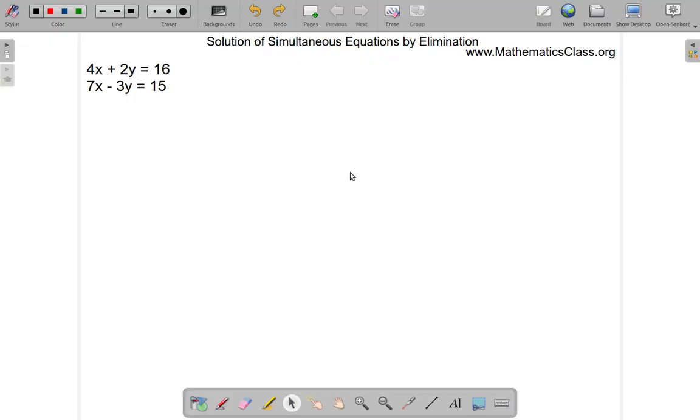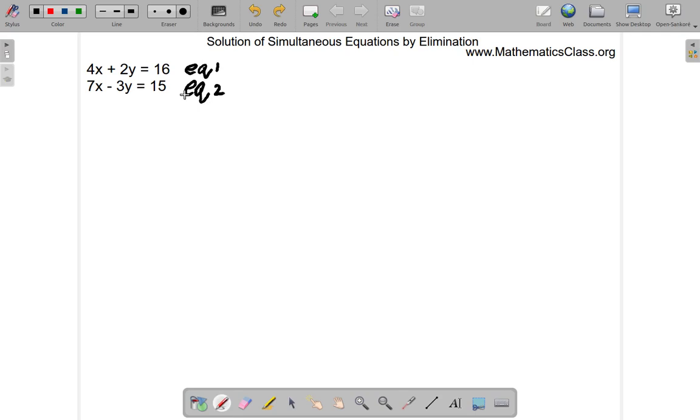Let's look at another example of solution of simultaneous equations by elimination. Here we have 4x plus 2y equals 16 and 7x minus 3y equals 15. Let us, as usual, call this first equation equation 1 and this equation 2.